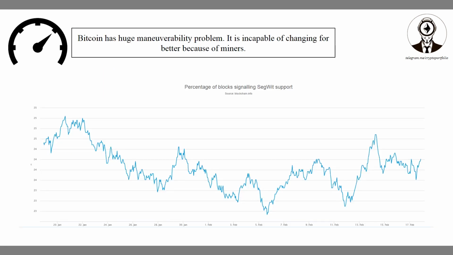Another reason is the inability to come to any decision in the Bitcoin sphere. Even the mining-friendly solution SegWit, which could improve transaction time and will activate when installed on 50% of miners, is installed only on 25% of miners, and the number is falling.